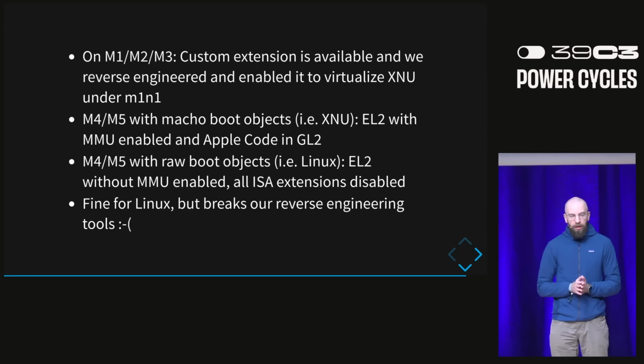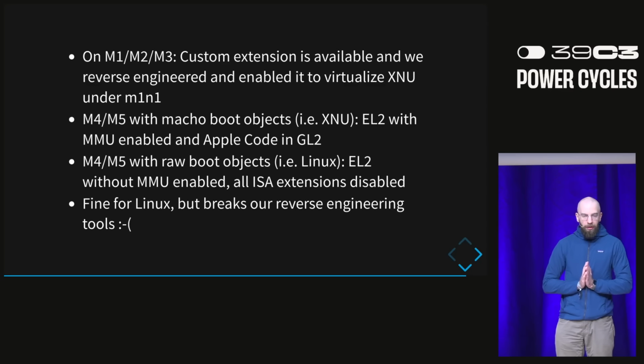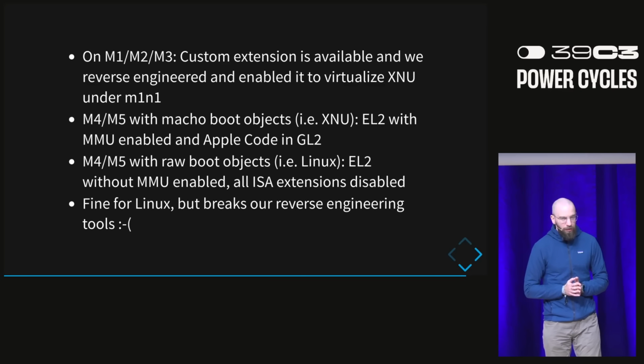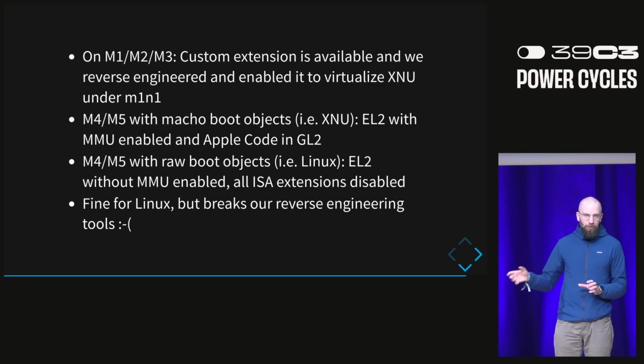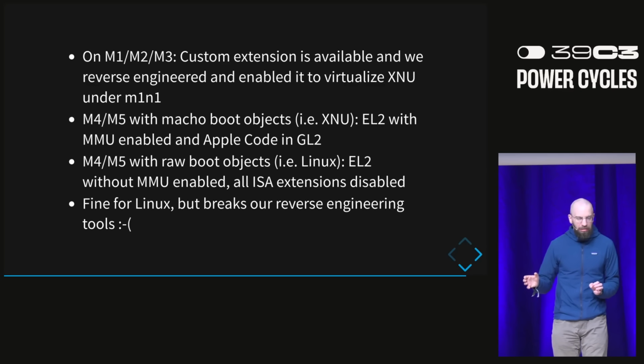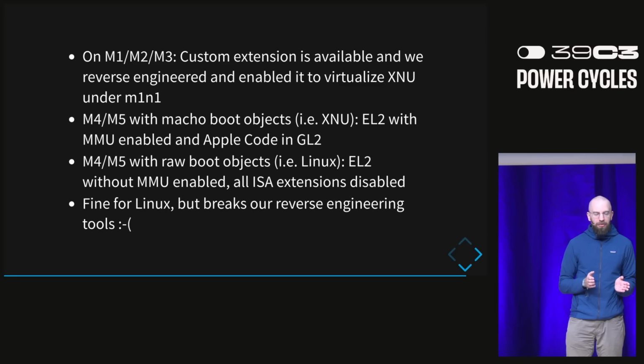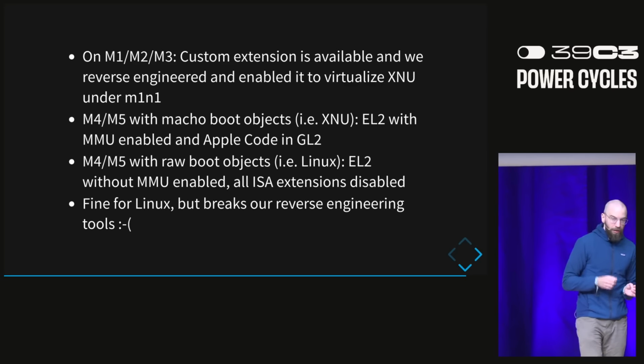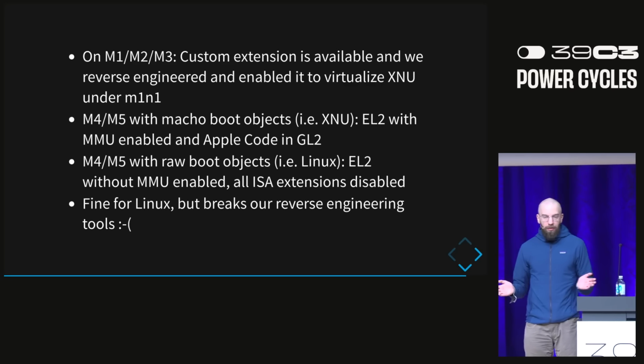But that's just our best guess. But still, we now get on M4 and M5 two boot modes. One of them, if you want to boot XNU, you get dropped into EL2, but Apple code is already running. And it's running in GL2, and you can't port Linux to this mode. But Apple still added another mode, because like I said, this has all been intentional.